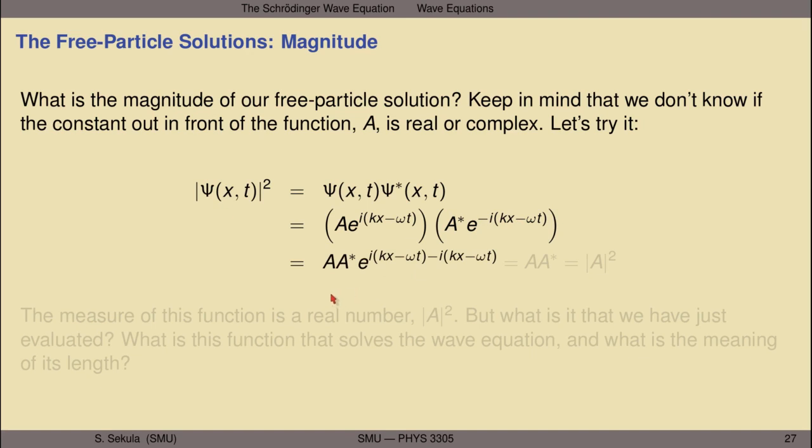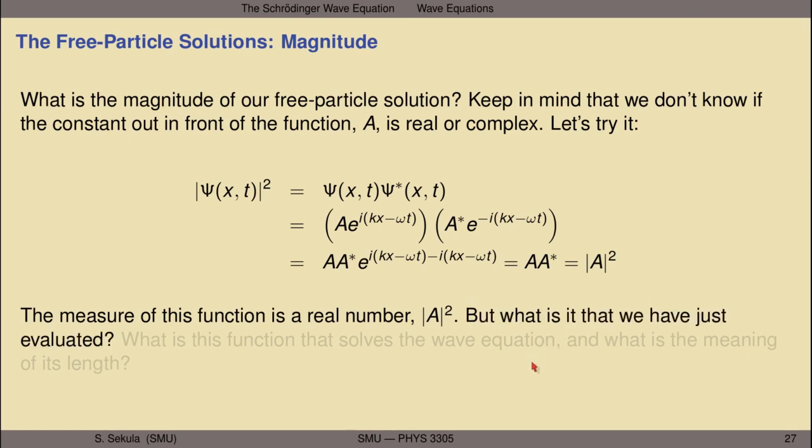If we now group terms together in the multiplication, we have A times A star, we have e to the i(kx minus omega t), and grouping the exponents together, we have then negative i times (kx minus omega t). These exponents completely cancel each other out to zero, and we're left with a term that's just e to the zero. E to the zero is 1. So this then simplifies to A times A star, or just the magnitude of A squared. So the measure of the wave function for a free particle is just a real number, the magnitude of A squared.